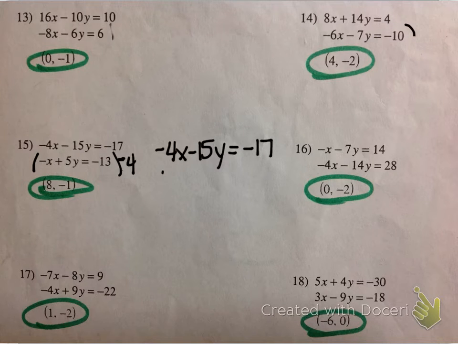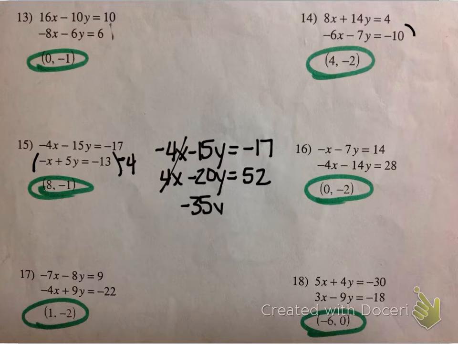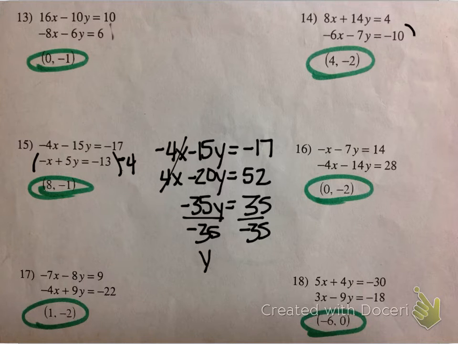And then, so we're going to multiply, that's going to make that positive 4x minus 20y equals a positive 52. Negative 35y equals 35. Be careful with signs right there. We're going to divide by negative 35, and y is going to be -1. So we're going to substitute that in.